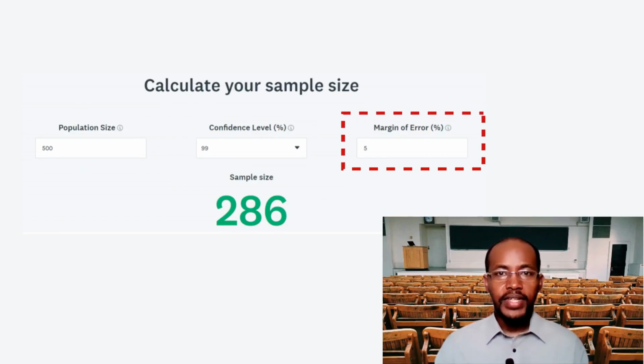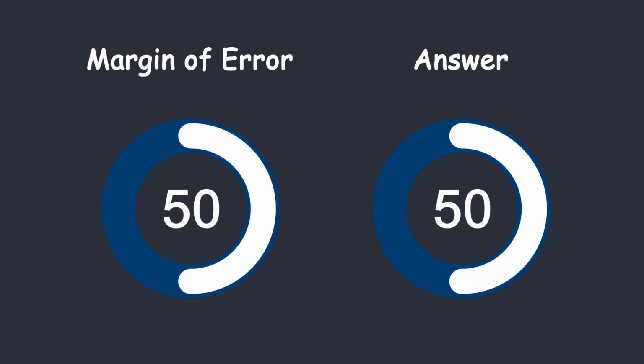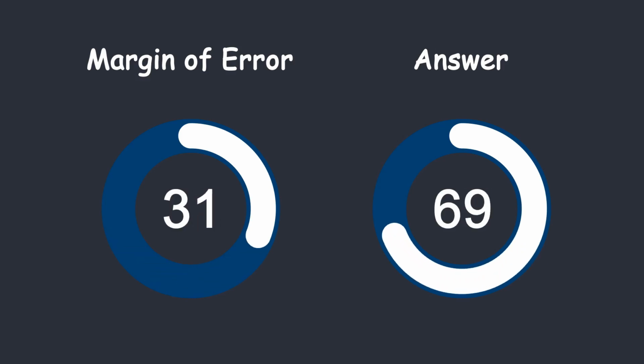The margin of error. The margin of error is a percentage that tells you how much you can expect your survey results to reflect the views of the overall population. The smaller the margin of error, the closer you are to having the exact answer at a given confidence level.